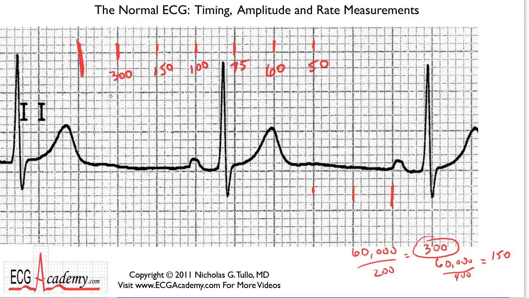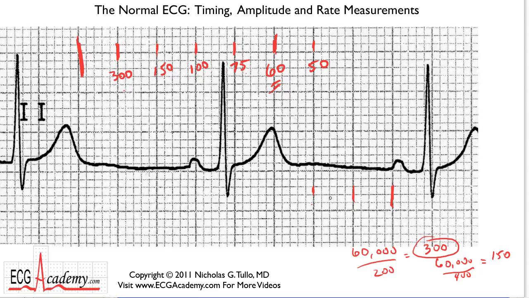If you just remember this sequence of numbers, does it make sense? Well, sure, look at that. If the beats are 5 boxes apart, 1, 2, 3, 4, 5, then it's 60 beats per minute. Well, 5 boxes is equal to 1 second, isn't it? And there are 60 seconds in a minute. So it all makes sense, if you remember: 300, 150, 100, 75, 60, 50.